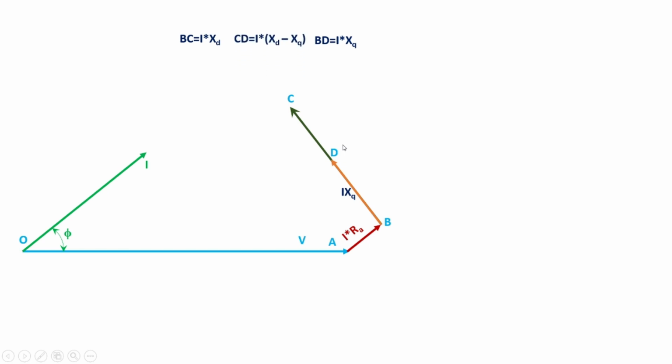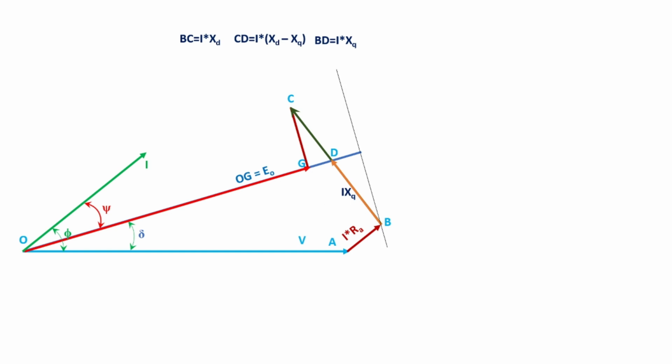Then we need to join O and D and extend it. Then from the tip of C, we need to draw a perpendicular to this extended line so that it will meet at point G. Then the length OG represents E0. The angle between E0 and V is delta, and the angle between E0 and I is psi. Then from the tip of B and A, we need to draw two lines like this so that they will meet at points H and I on the extended line, so that all these angles are 90 degree.